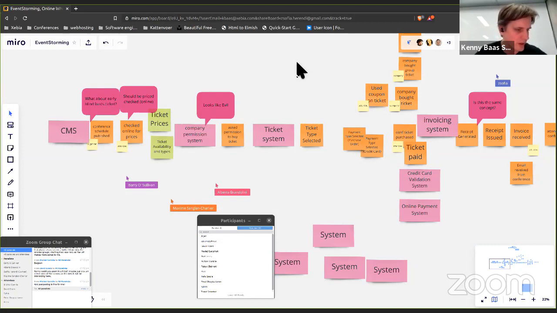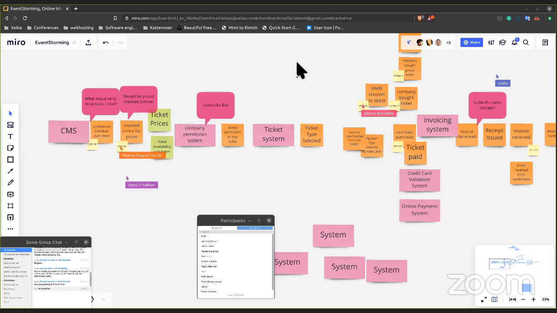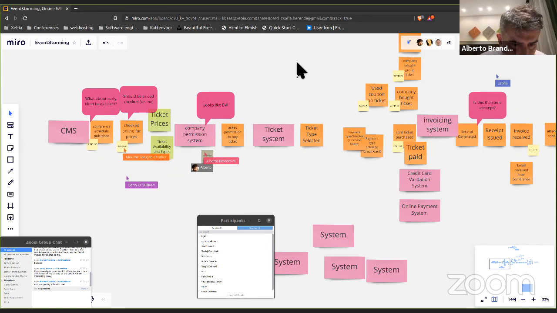But that means that we assume that the attendee is an employee actually, and not a freelancer or something. I don't know. So we need to clarify that. I added this employee, and I would say freelancers don't need this flow. Exactly. Makes sense. Yeah, definitely.